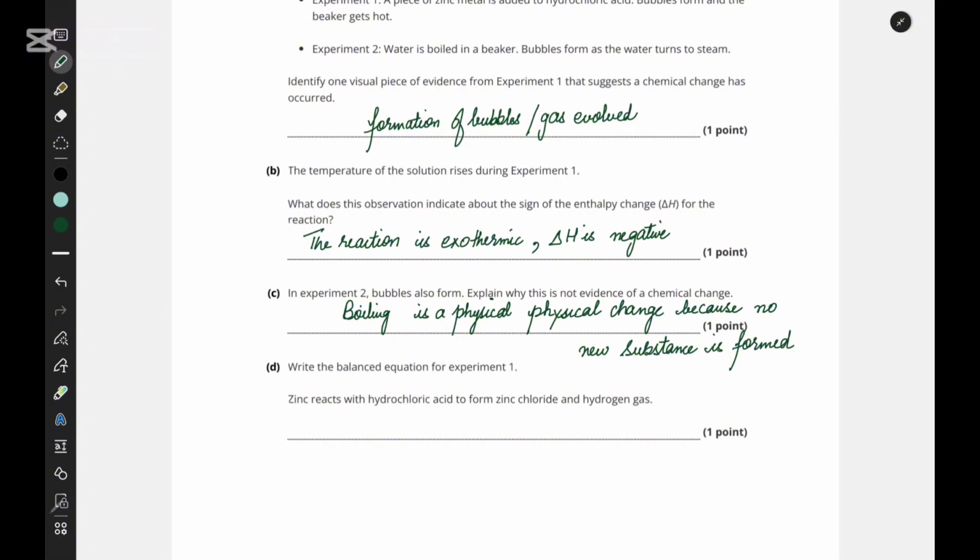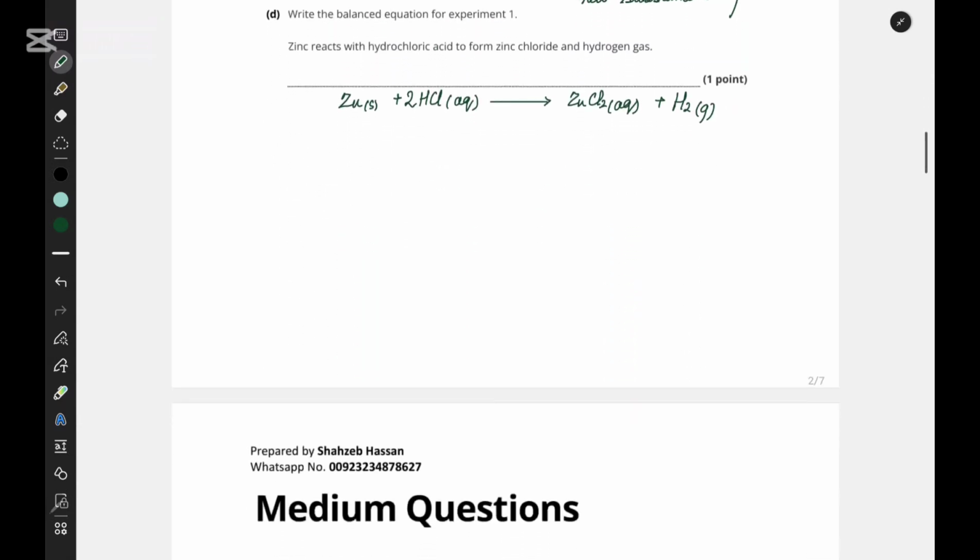Write a balanced equation for experiment 1 when zinc reacts with HCl. So zinc in solid state reacts with HCl in aqueous form, and they form zinc chloride in aqueous form plus hydrogen gas, and 2HCl is there. So this is a balanced chemical equation.